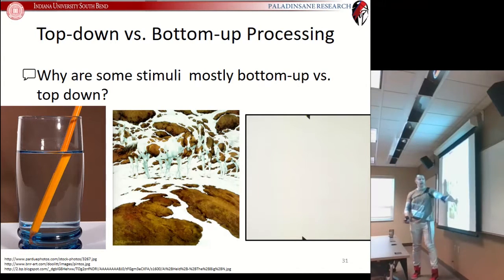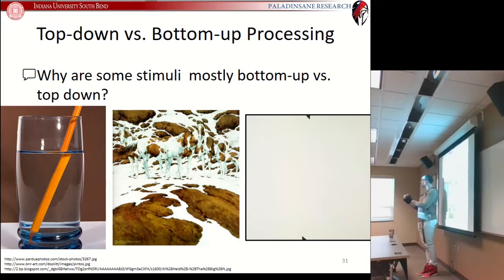So things like the big N, things like the elderly woman versus the young lady, right? Those are stimuli that can be taken two ways. They're very ambiguous. They can go one way or the other. So those are the ones where top-down processing becomes very, very important.